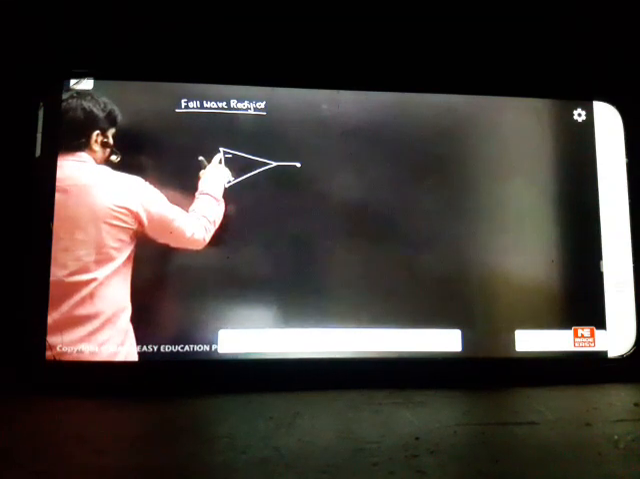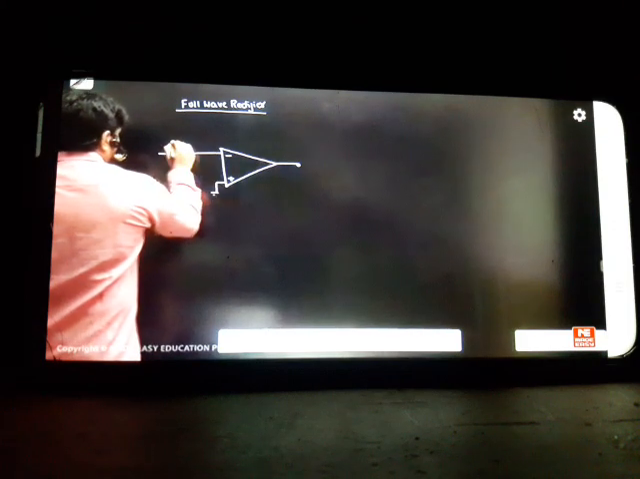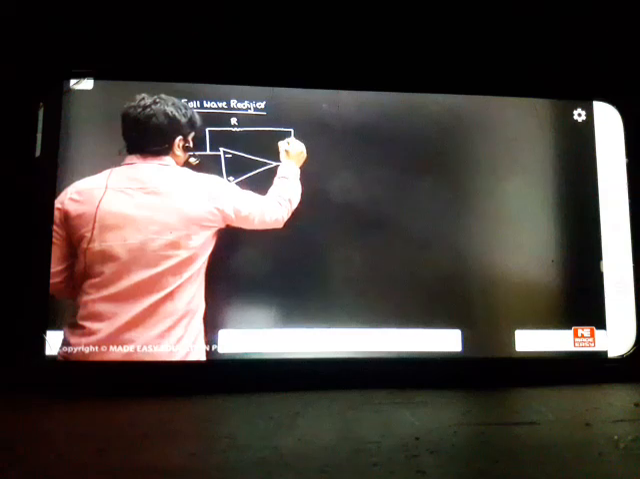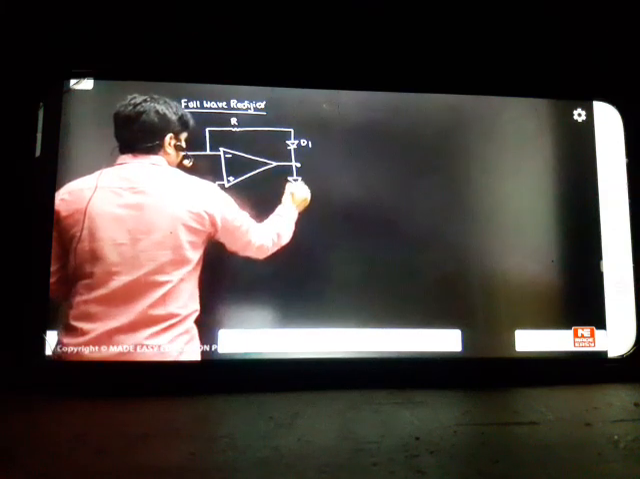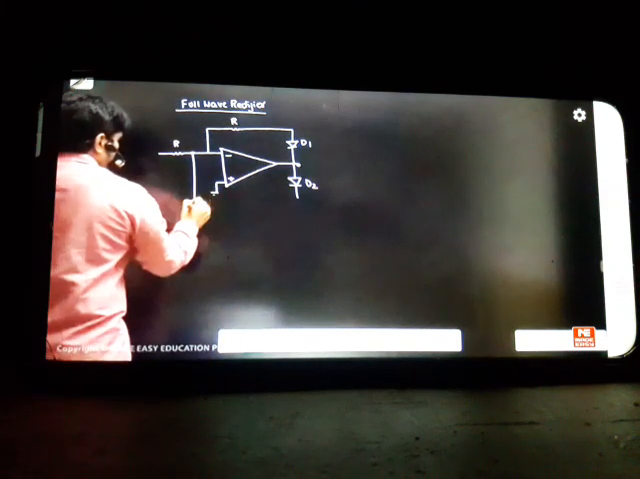Phase shifters I want, so the negative side will operate. We take this as R, and we'll keep one more R here. Two equal R's you take. And we have a diode here, D1. And you take another diode, this is D2. And join from here one feedback resistance.